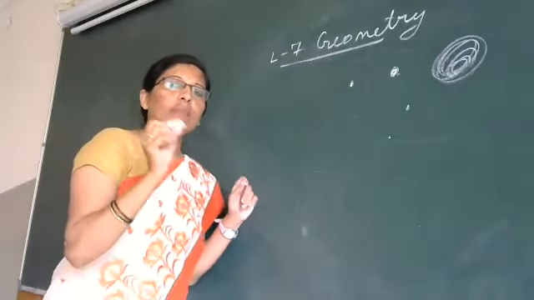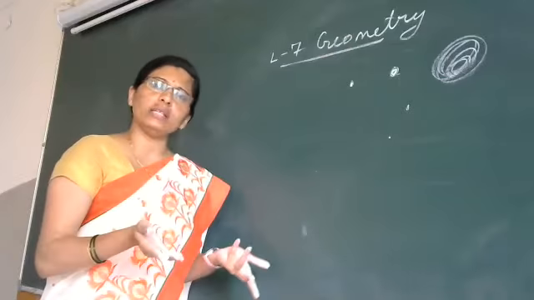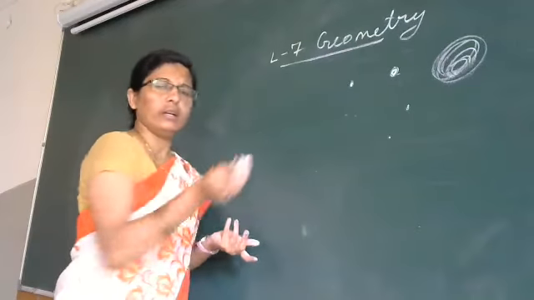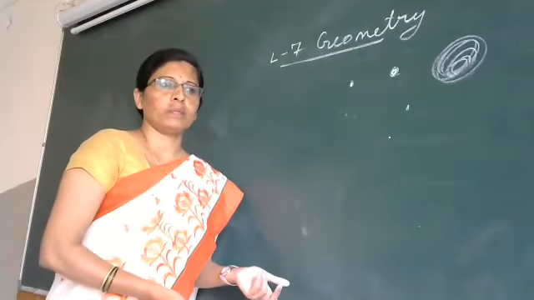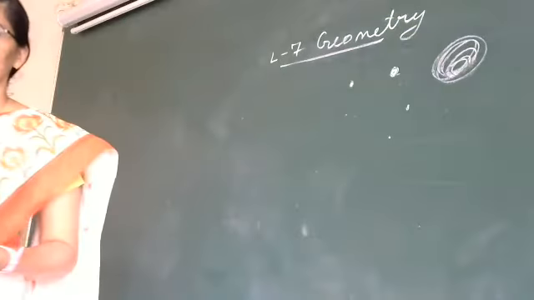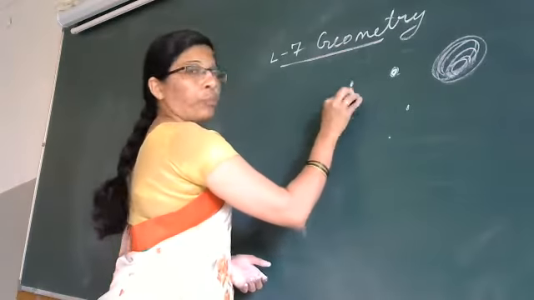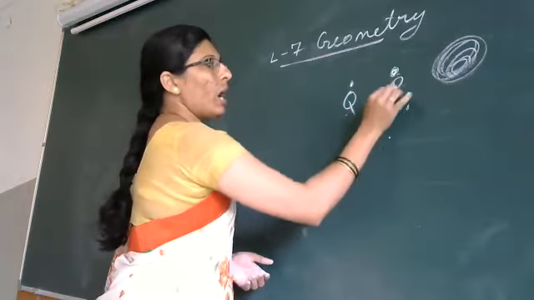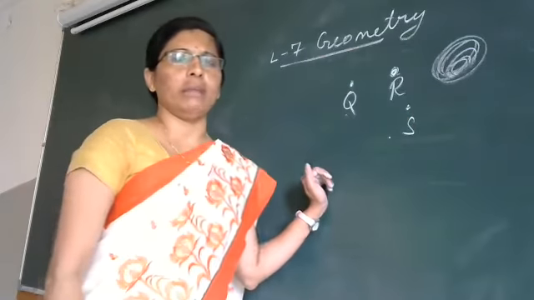It doesn't have any proper dimension, proper shape and size. That is only a point. So a dot is a point. How can you name it? You give a capital letter of the English alphabet. Any capital alphabet: point Q, point R, point S, any capital alphabet we can name.